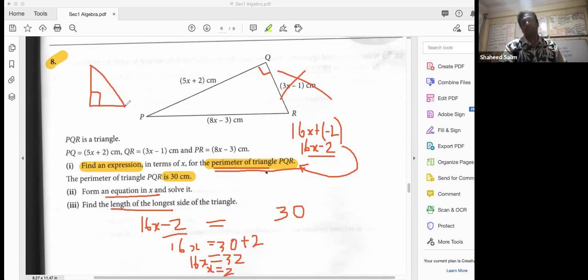This one is the longest. So down here, find the length of the longest side. Okay, so this is what Raihana did. 8x minus 3, you put the value of x. X is 2, right? We found x is 2, put the 2 inside here. Minus 3. 8 times 2, 16. 16 minus 3 equals 13 cm. Congratulations. 13 cm is the answer.